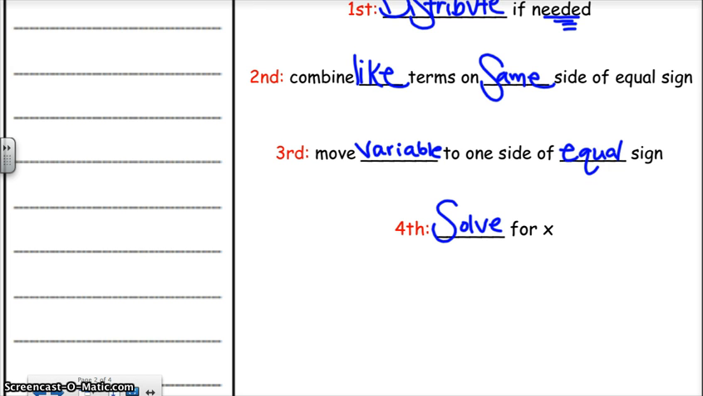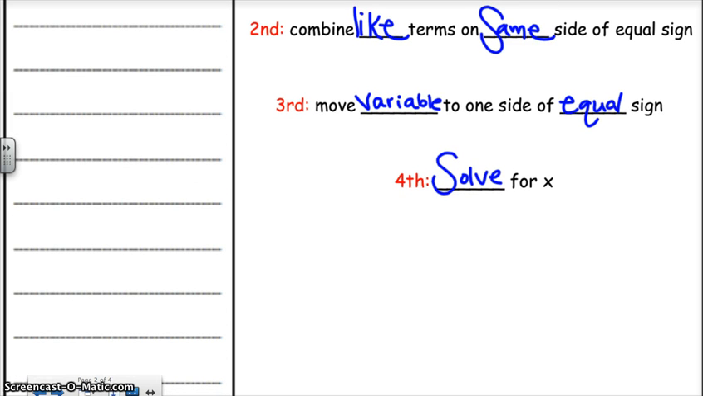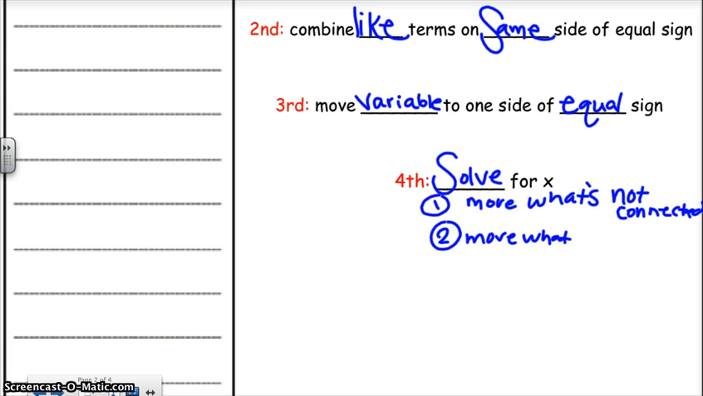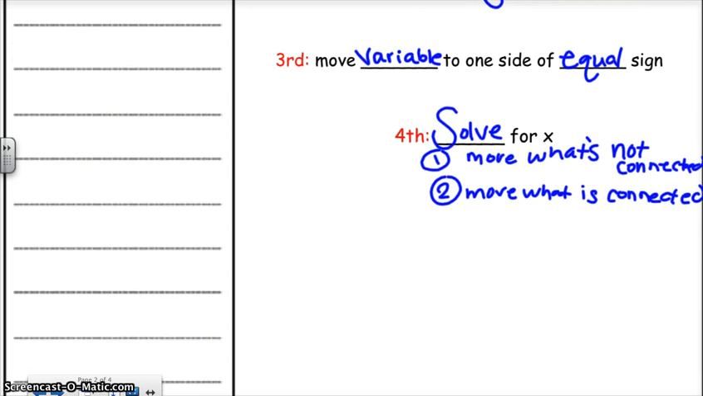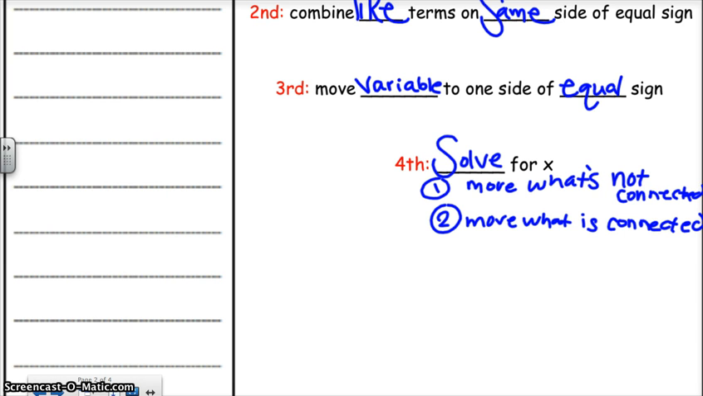Just a reminder with solving, when I say solve, that's a normal two-stepper. When you move what's not connected, and then you move what is connected. Now I know these are kind of elementary terms, but for me, I'm a visual person. I like to see, okay, what's not sticking to the x? That's what I'm going to do first. What is sticking to the x? That's what I'm going to do second. So, first distribute. Second, combine like terms on the same side of the equal sign. Third, we move the variable to one side. Fourth, we're going to solve. When I say solve, I mean move what's not connected and then move what is connected.